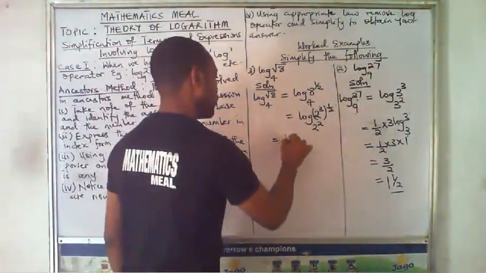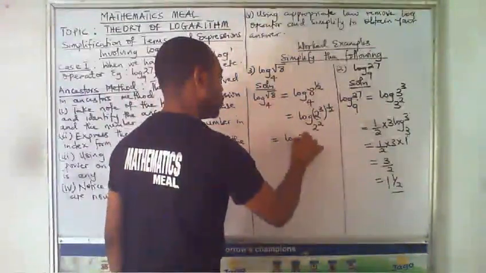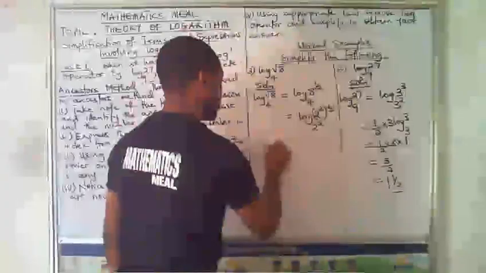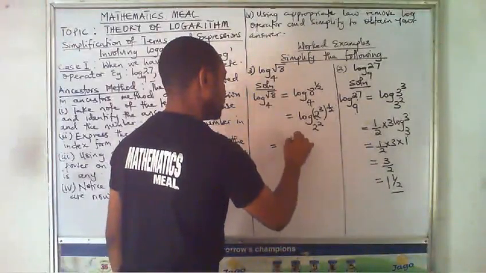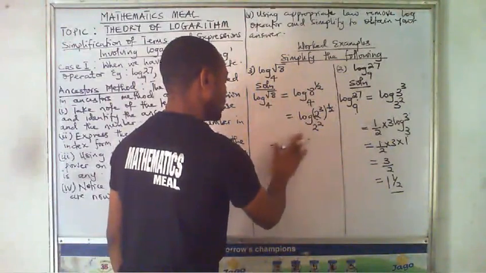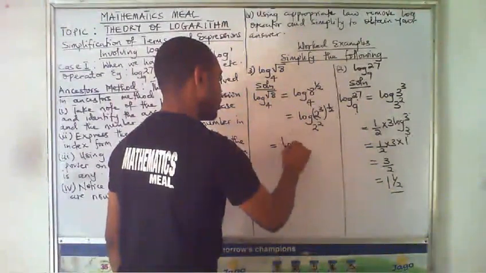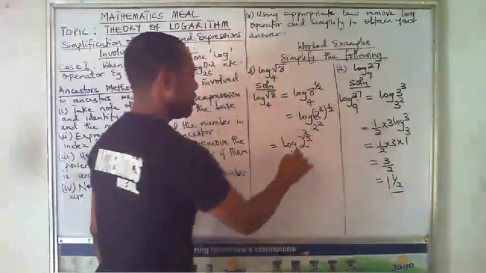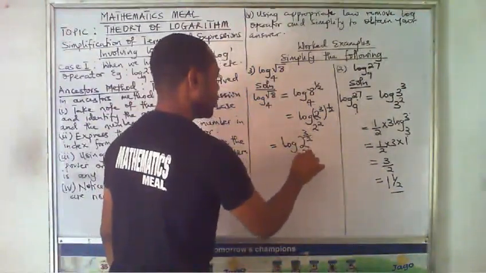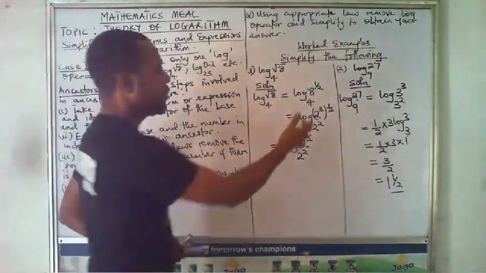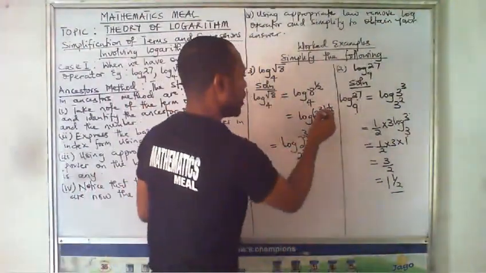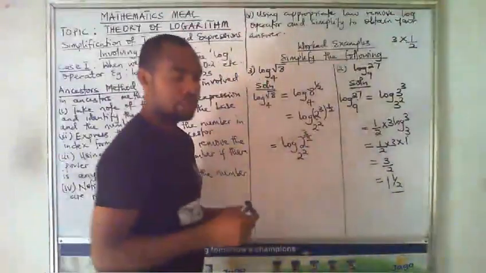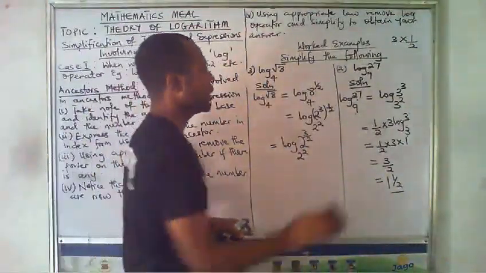So we're going to have log 2 raised to the power 3 over 2 now. So repeat my log again. Log 2 raised to the power 3 over 2, and there's 2 raised to the power 2. How did we arrive at 3 over 2? Because we have 3 here times 1 over 2. That's 3 times 1 over 2 will give us that.